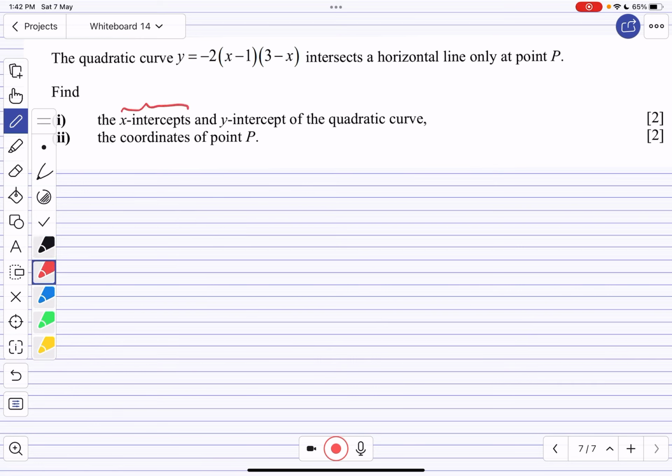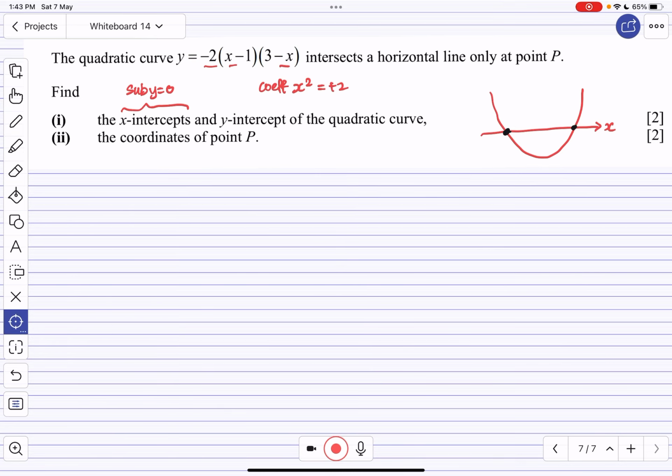Remember that for the x-intercept, we usually substitute y to be equal to 0, since we are talking about intersecting the x-axis, where basically your y will be equal to 0, right? And if you just observe this graph, you can see that the coefficient of x squared is basically +2, so it's actually a happy face. And if we are thinking about the intercepts of the x-axis here, this is where we know that at this point, the value of the y-coordinate will be equal to 0.